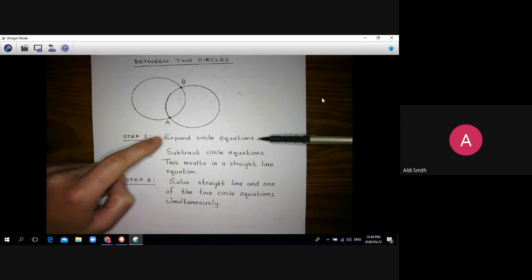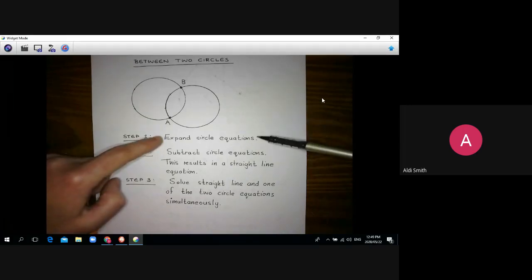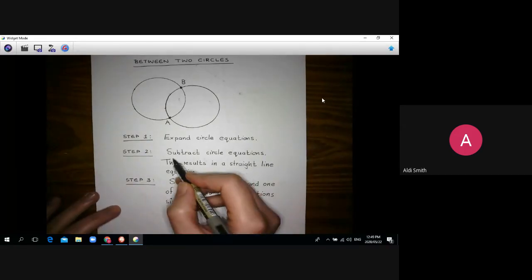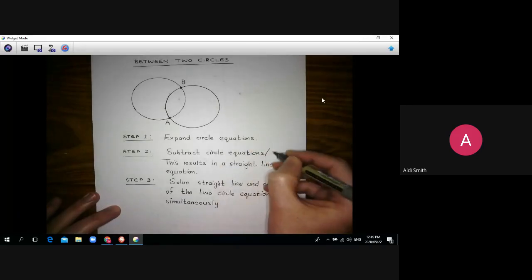It's got to be in that format, where it goes x squared minus 10x plus y squared minus 4x. So you expand the circle equations. Then you want to subtract the circle equations, or, by the way, you can also set the two equations equal. So subtract the circle equations or set them equal, and I'll show you what I mean just now in an example.